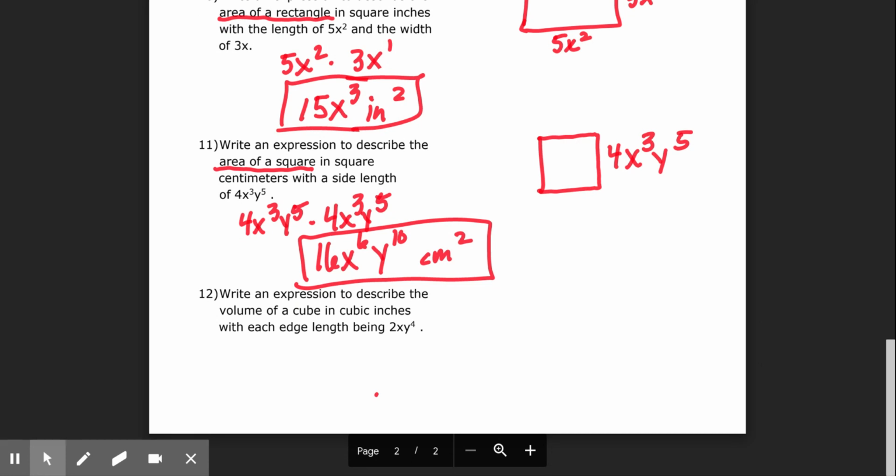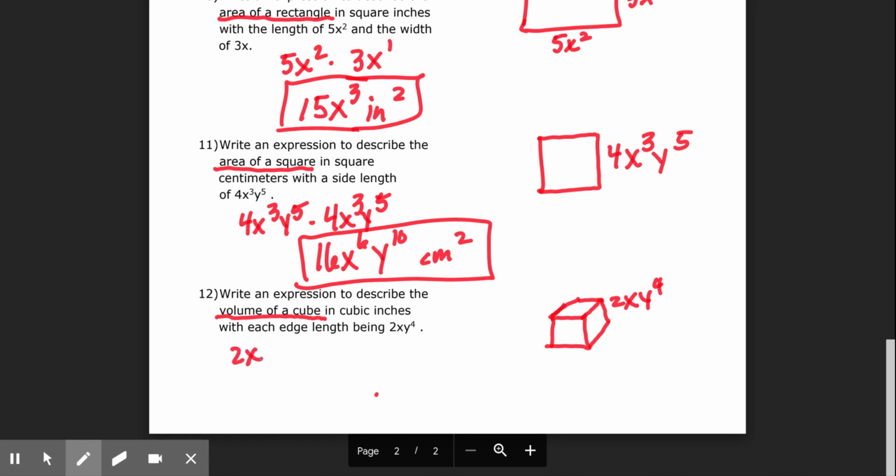All right, number 12. Write an expression, describe the volume of a cube in cubic inches. Okay, so I'm not the best at drawing a cube, but I will give it a try. Okay, that's good enough. All right, so 2x y to the 4th. So all sides are 2x y to the 4th.